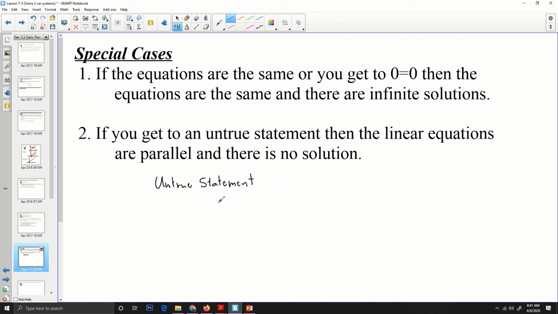If I were to say something like 0 equals 4, this is untrue. That's not true at all. And so if you get 0 equal to 4, something like that, 0 equal to another number, that's clearly untrue. You're going to say that they're parallel and we have no solution.